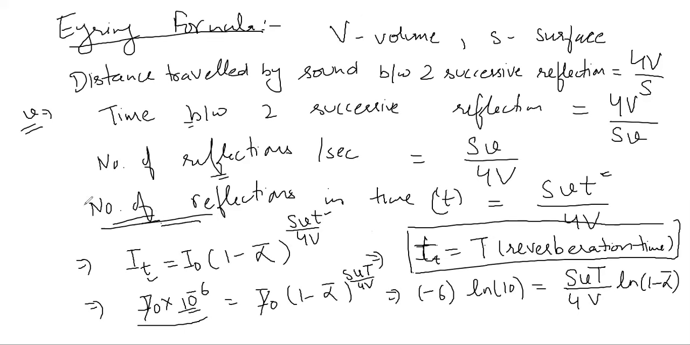So we said after one reflection, your intensity would be I equal to 1 minus alpha bar times I naught. After 2, it would be square. After 3 reflections, it would be power 3, and so on. So now I know how many reflections I'm talking about. Rather than putting 3, 4, 5 or something, I have plugged in a different value for the number of reflections.